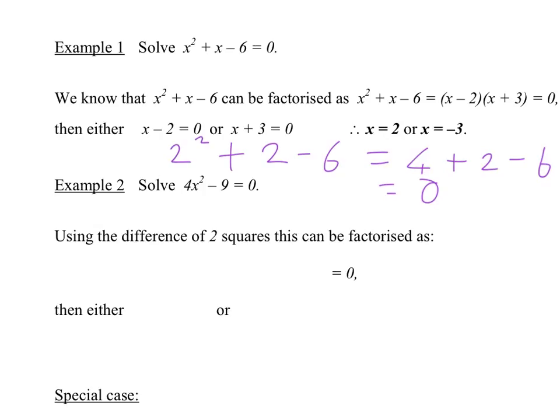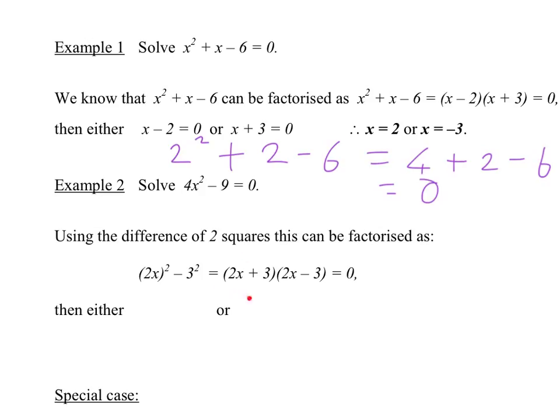Now in example 2, we have 4x squared minus 9 equals 0. That's this equation here. Now this should be familiar to you. This 4x squared we can write as 2x all squared, and the 9 is equal to 3 squared. That's a difference of squares type of situation. So if we rewrite the 4x squared minus 9 as 2x all squared minus 3 squared, we should be able to factorize that. We factorize it to 2x plus 3 times 2x minus 3, and that's equal to 0.